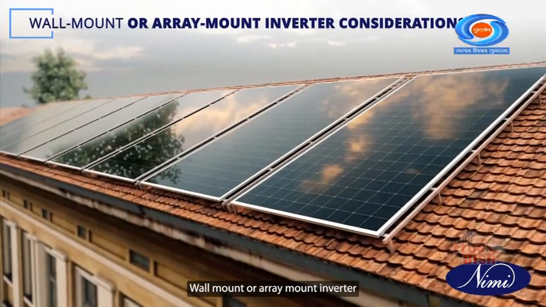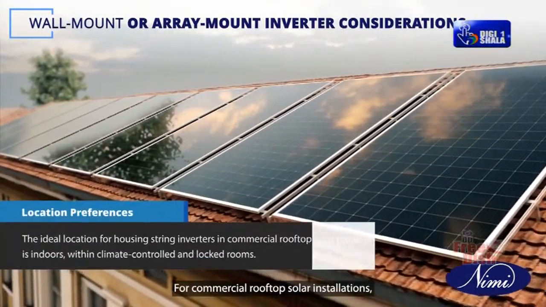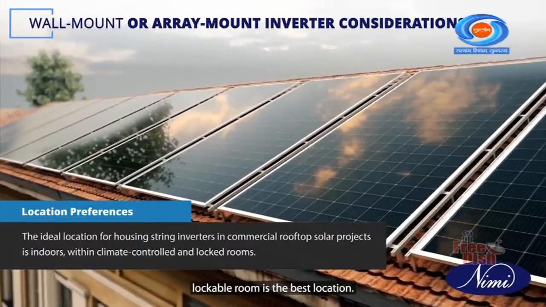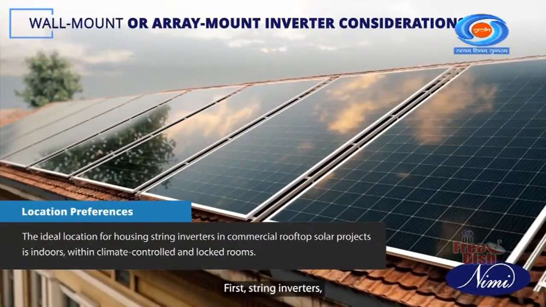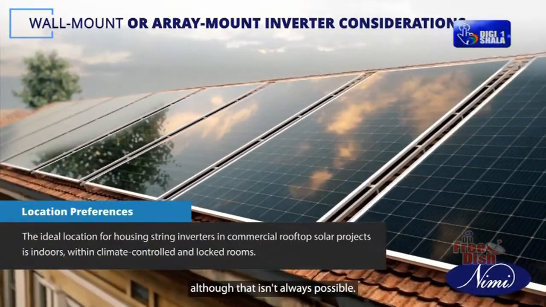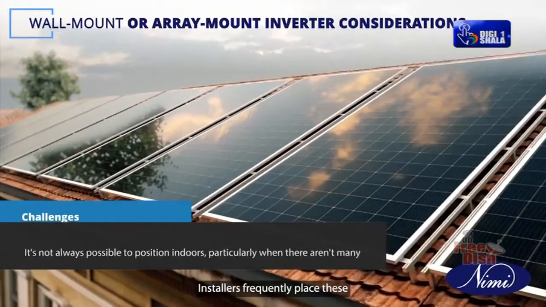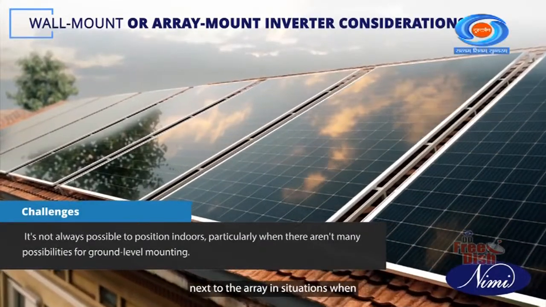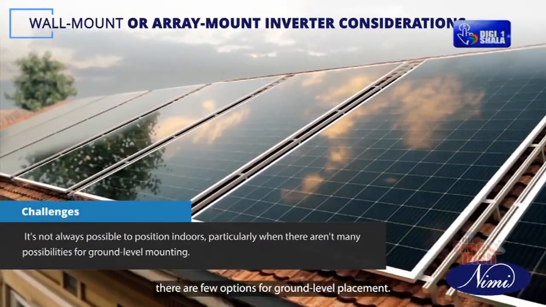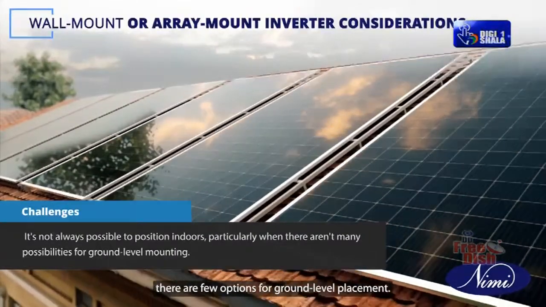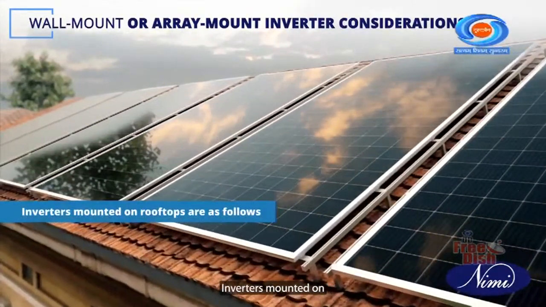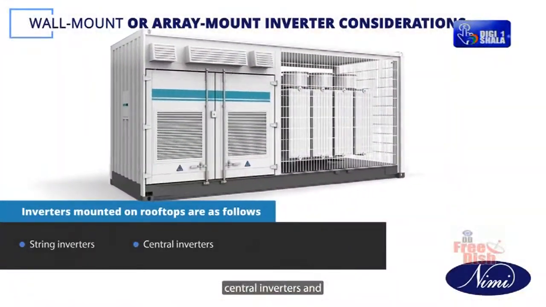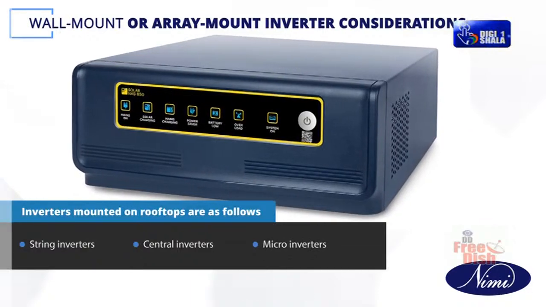Wall mount or array mount inverter. For commercial rooftop solar installations, an inside climate controlled lockable room is the best location for string inverters, although that isn't always possible. Installers frequently place these delicate power electronics on the rooftop next to the array in situations when there are few options for ground level placement. Inverters mounted on rooftops are as follows: string inverters, central inverters, and micro inverters.